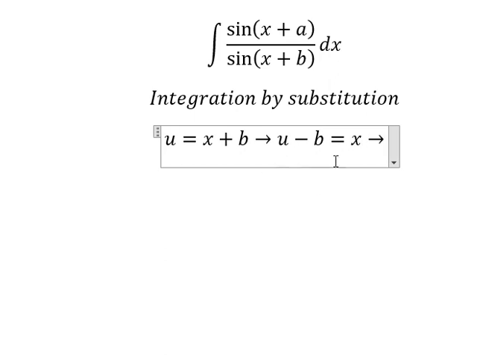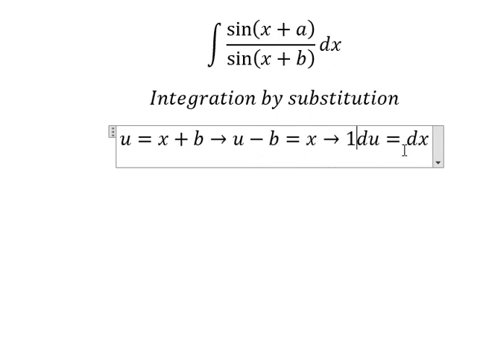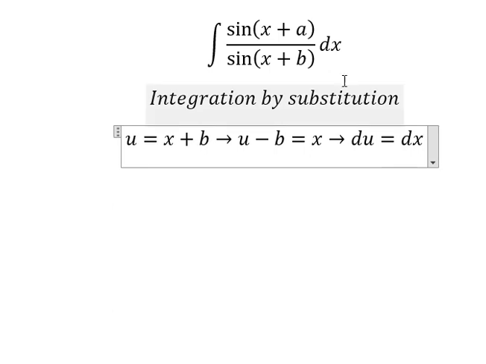Next, we need to first do the derivative for both sides, and we got this. This one is a constant, so you get 0. This one we have 1 and 1. That's why we can simplify like this.